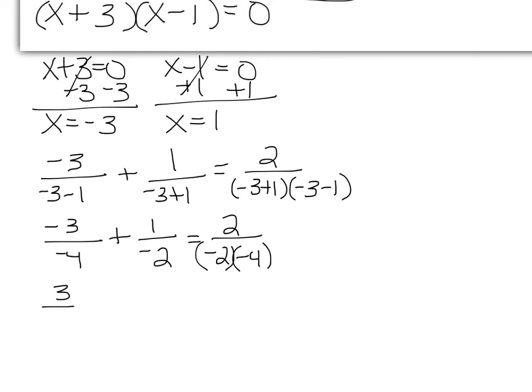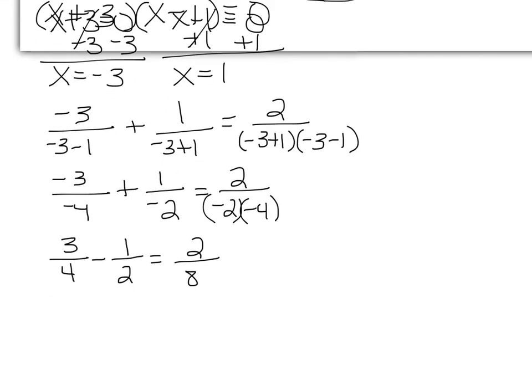So I'm going to change this to positive 3/4 because a negative over a negative is a positive, minus 1/2. All I did was move this negative here, is equal to 2 over 8, because negative 2 times negative 4 is 8. Okay, so scoot this up some.